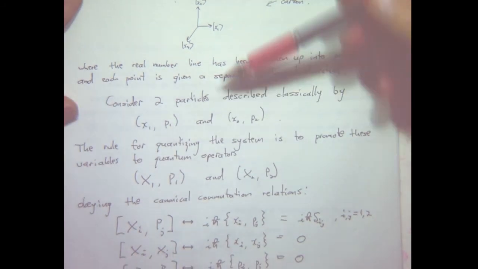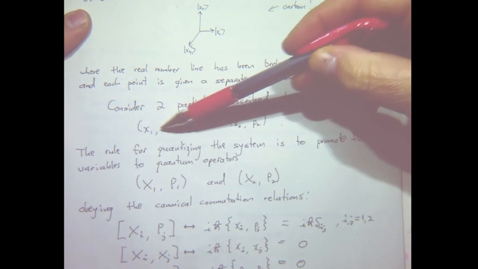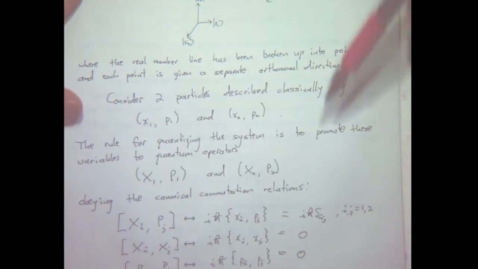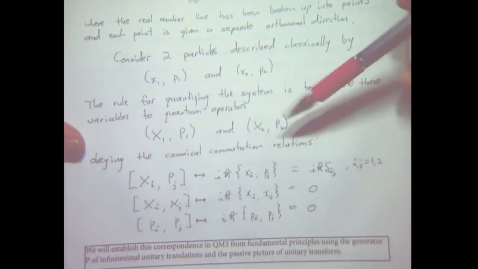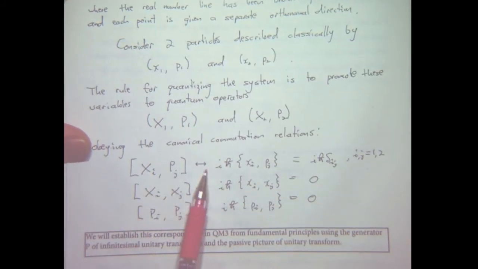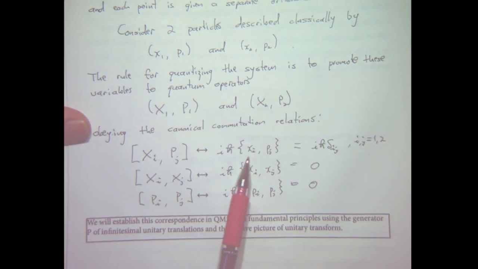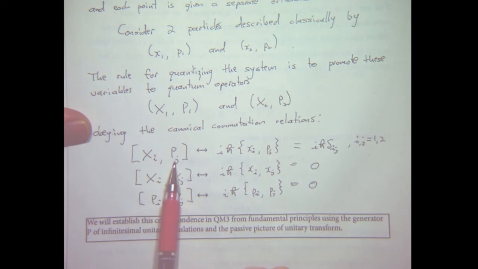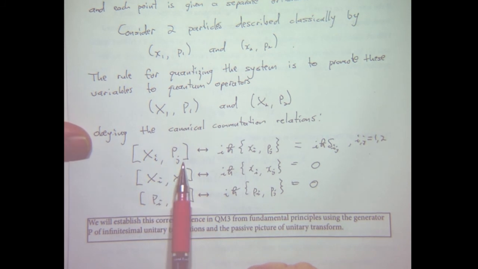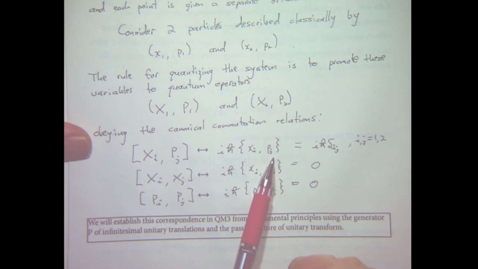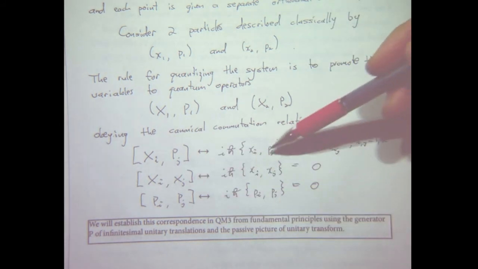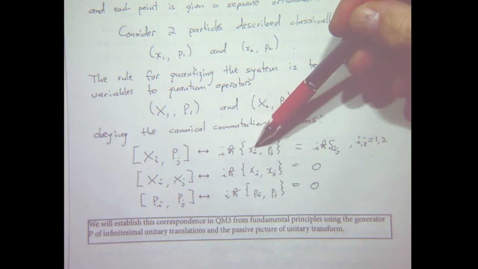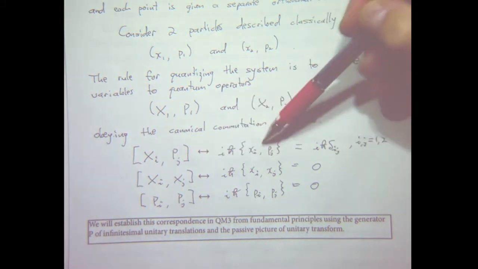Anyway, consider two particles that are described classically by position and momentum x1, p1, and x2, p2. The rule for quantizing the system is to promote these variables to quantum operators, and these will obey the canonical commutation rules. There is a correspondence between the classical Poisson bracket and the quantum mechanical commutator. The commutator of xi and pj is i h bar times the Poisson bracket of xi with pj, which is i h bar delta ij, where delta ij is the Kronecker delta. Here small xi and small pj are the classical position and momentum variables. There's a direct correspondence.